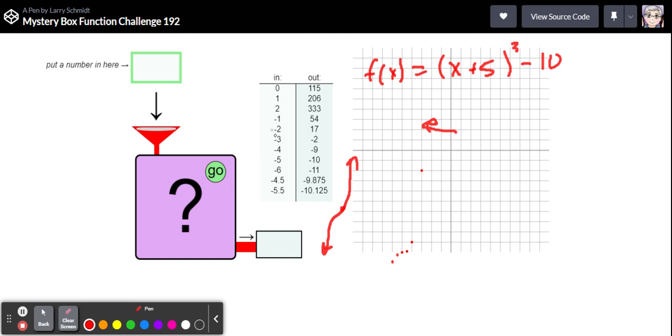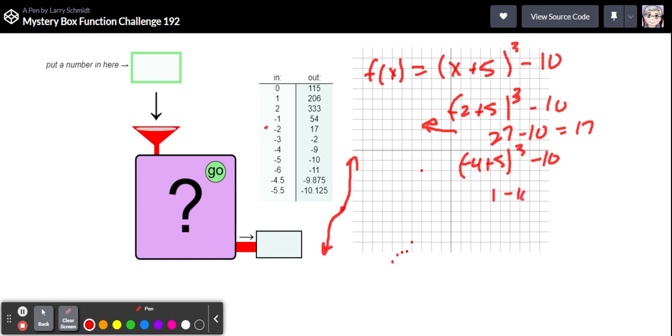So let's put in this -2, for example. So -2 plus 5 cubed minus 10. Well, -2 plus 5 would be 3, and 3 cubed would be 27, and 27 minus 10 would be 17. Ooh, okay, so we got that. Let's try one more. Let's put in that -4. So -4 plus 5 cubed minus 10. Well, -4 plus 5 would be 1, and 1 cubed is 1, minus 10 would be -9. This seems to be checking out. So no multiplier, just moved over to the left and down 10.